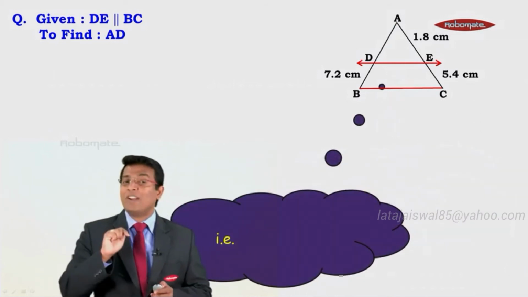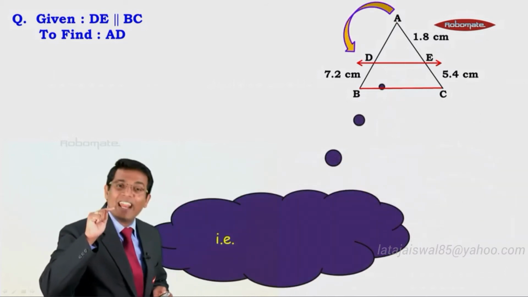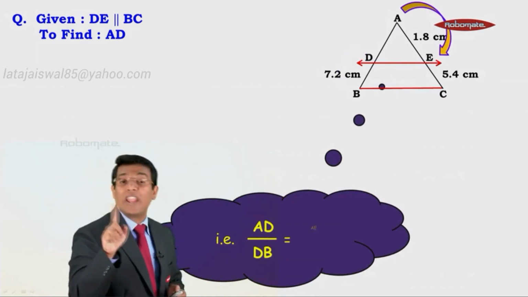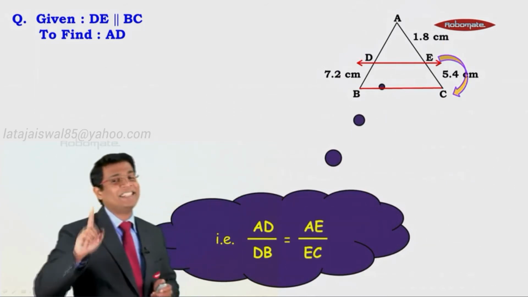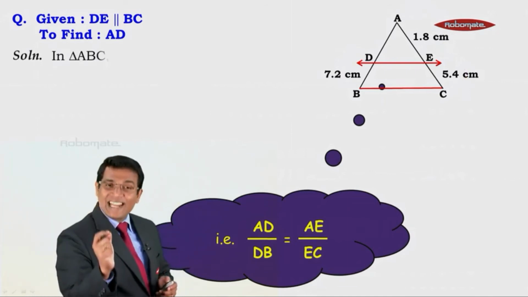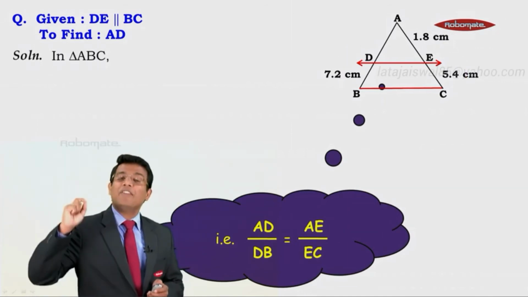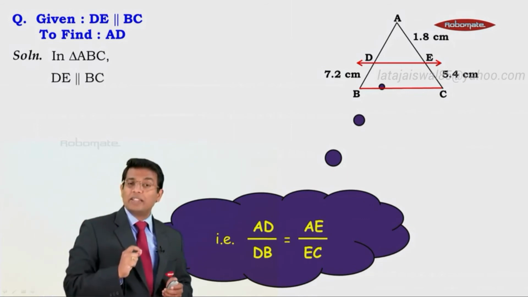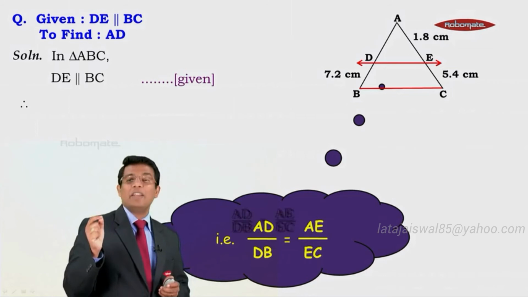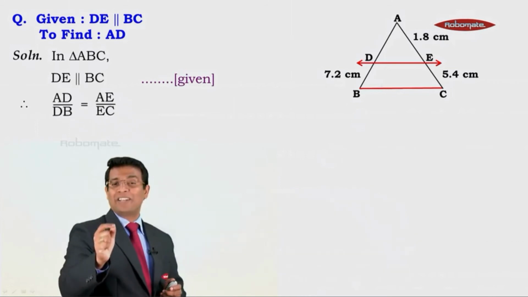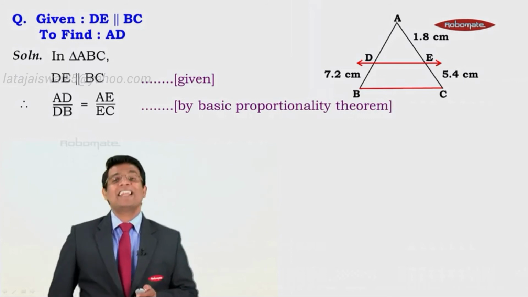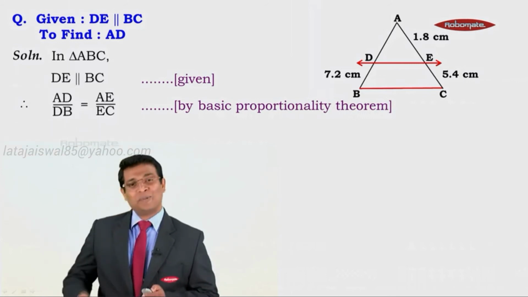If we apply BPT, what do we get? We get AD upon DB, beautiful, is equal to AE upon EC. Now we are going to write the presentation there. So we write there in triangle ABC, we have DE parallel to BC. Therefore, we get AD upon DB is equal to AE upon EC, and we know the reason there is nothing but by basic proportionality theorem. What do we do now? We just substitute the values there.